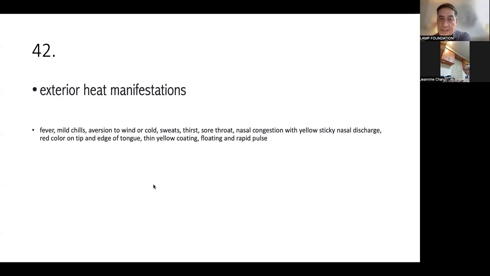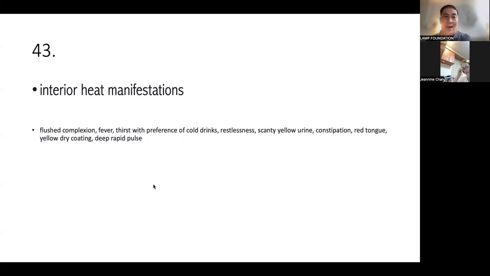Interior heat manifestations: high fever, thirst, yellow scanty urine. Yellow coating on the tongue, then deep pulse. Is it yellow and what? Moist or dry? It's heat, so dry. Yes, dry.